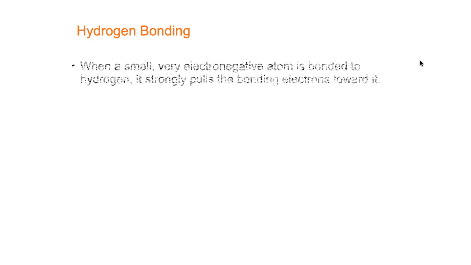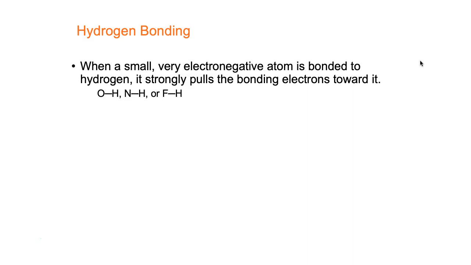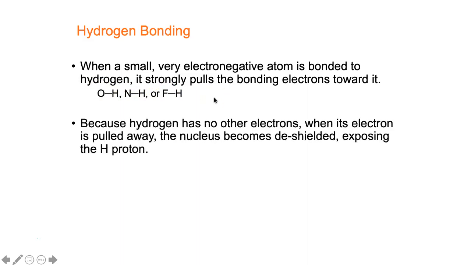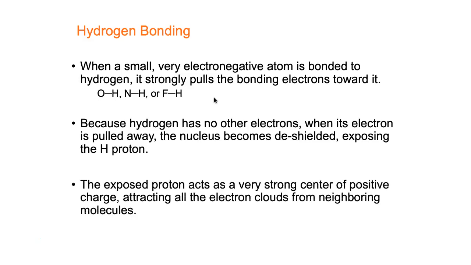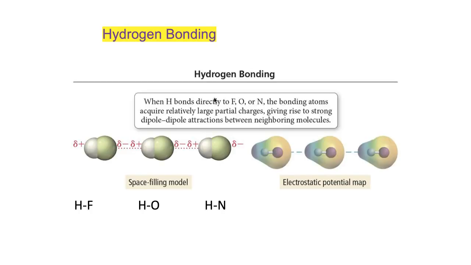Now let's check out hydrogen bonding. You may have covered this already in Chem 1. When a small, very electronegative atom is bonded to hydrogen, it strongly pulls the bonding electrons towards it. So here's some examples: oxygen to hydrogen, nitrogen to hydrogen, or fluorine to hydrogen. So these 3 elements have very high electronegativities. Because hydrogen has no other electrons, when its electron is pulled away, the nucleus becomes de-shielded, exposing the hydrogen proton. The exposed proton acts as a very strong center of positive charge, attracting all the electron clouds from neighboring atoms, as we can see here.